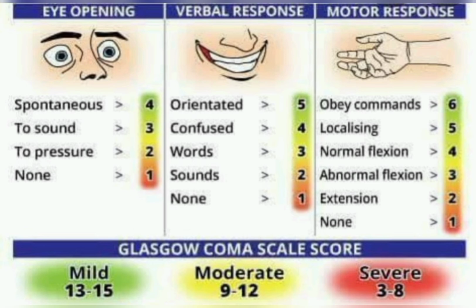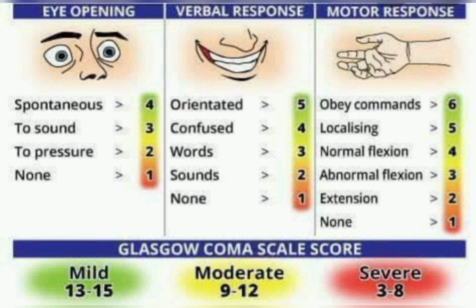And in motor response, if the patient obeys commands, the score will be 6. If the patient responds by localizing pain, the score will be 5. If the patient has normal flexion, the score will be 4. If the patient has abnormal flexion, the score will be 3. If the patient has extension, the score will be 2. If none of the above is there, the score will be 1.